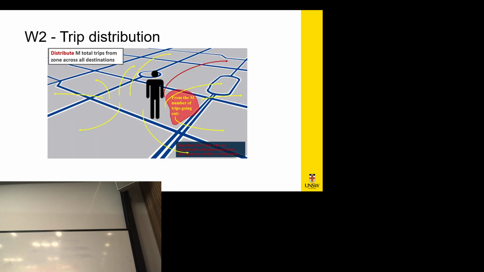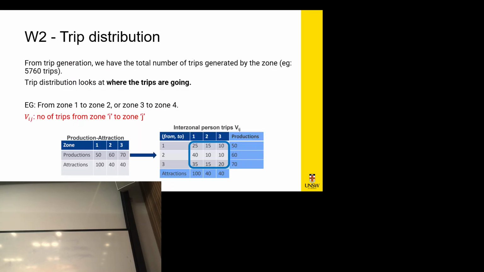So that's week 2. That's trip generation. I feel like that should be straightforward. The more challenging bit is trip distribution. So where am I going? So you have these zones, right?